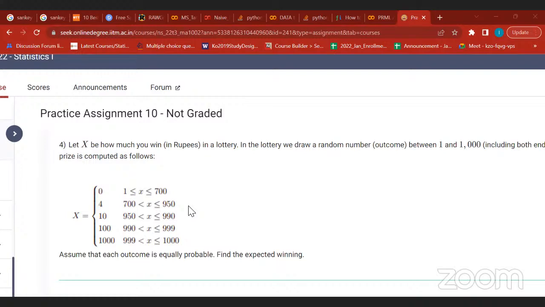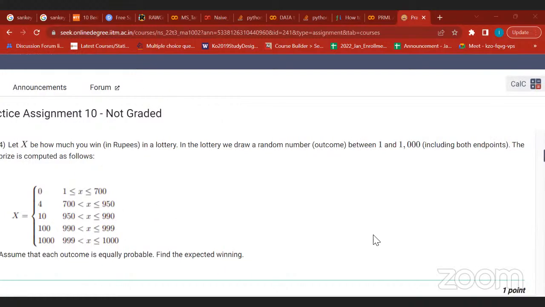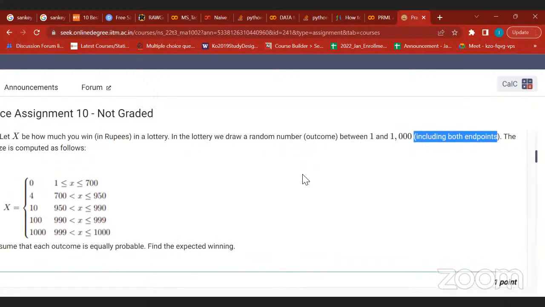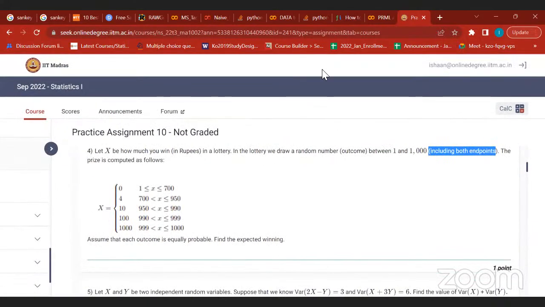So, sir, including both endpoints doesn't concern the answer of the question. Yeah, it's just to give you clarity that both are inclusive. Sometimes many of you may say between 1 and 1000 does not include 1 and 1000, so we added that in brackets. Oh, okay, sir, got it.